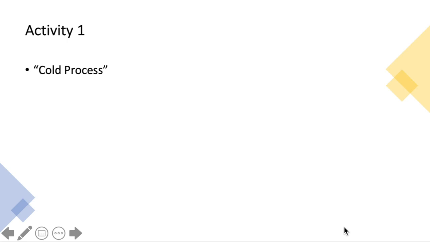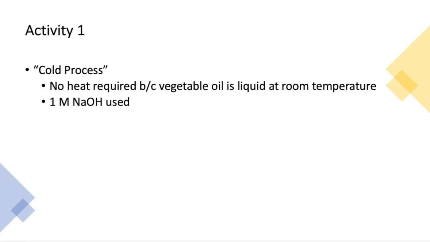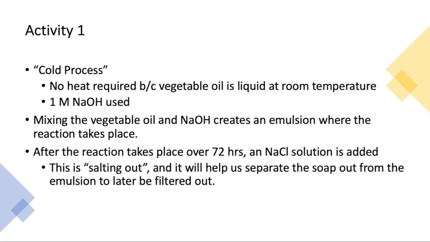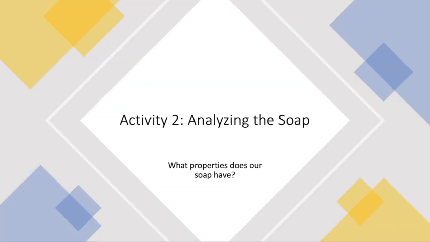Activity 1 is considered a cold process. Because the vegetable oil is liquid at room temperature, we don't have to heat it up, and we're going to use 1 molar sodium hydroxide. When we mix together the vegetable oil and the sodium hydroxide, it creates an emulsion. So you'll actually see that sort of change in texture of the reaction mixture when you mix it up. When the reaction is done after 72 hours, we add salt. And the reason that we add salt is that it helps us to separate out the soap molecules from the rest of the mixture.